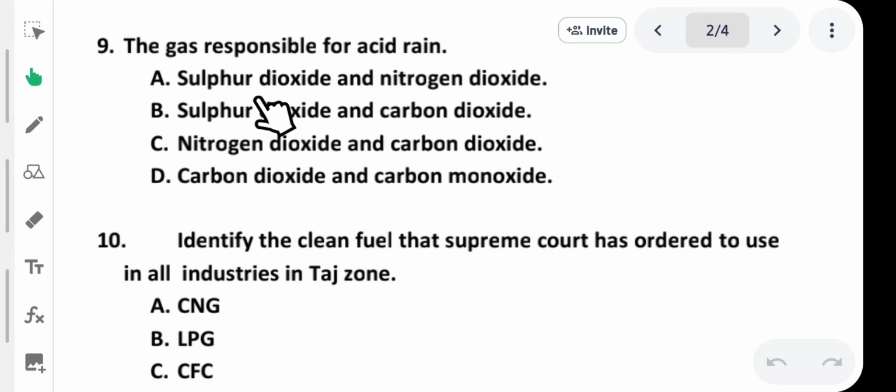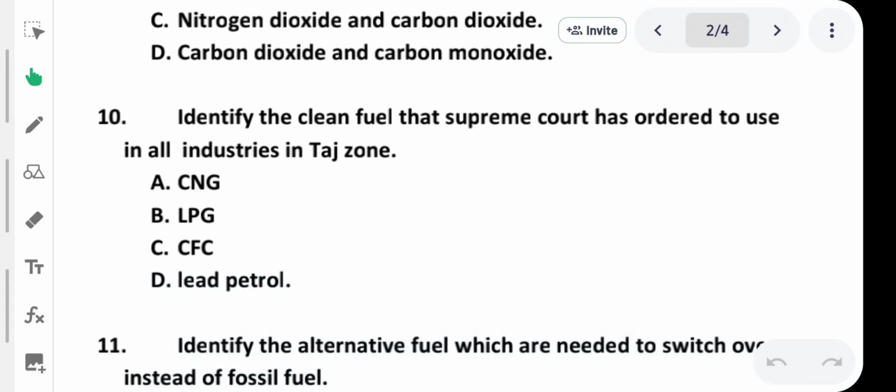Ninth question: the gas responsible for acid rain. Here they have given a pair of gases. We have to choose which is responsible for acid rain: sulfur dioxide and nitrogen dioxide, sulfur dioxide and carbon dioxide, nitrogen dioxide and carbon dioxide, carbon dioxide and carbon monoxide. Here sulfur dioxide and nitrogen dioxide cause acid rain because these oxides mix with water, and sulfur dioxide becomes sulfuric acid, nitrogen dioxide becomes nitric acid, and that causes the acid rain. Hence the answer is option A.